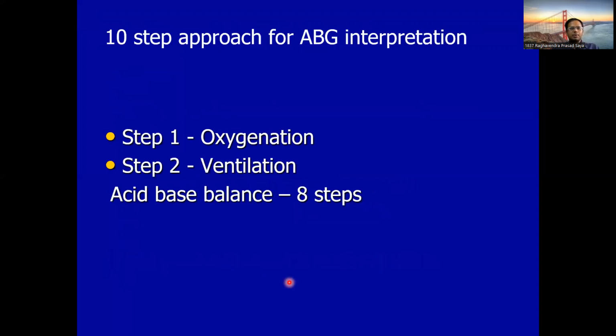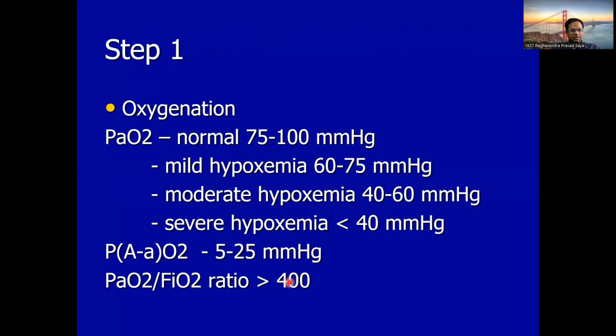So what is the 10-step approach for ABG interpretation? Always we should go methodically in order not to miss any hidden disorders, and also not jump directly into the acid-base analysis. So the first step is you should assess the oxygenation status of the patient. The second step is assessment of the ventilation status, and third is your acid-base balance.